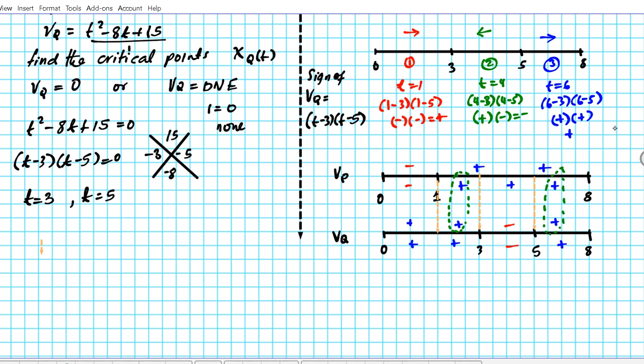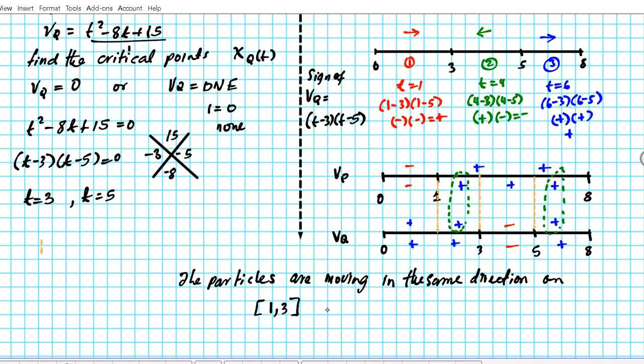Okay, so let's go ahead and write down our answer. The particles are moving in the same direction on the intervals 1 to 3, and oh snap, 3 is not included, 1 to 3, and 5 to 8. Why?